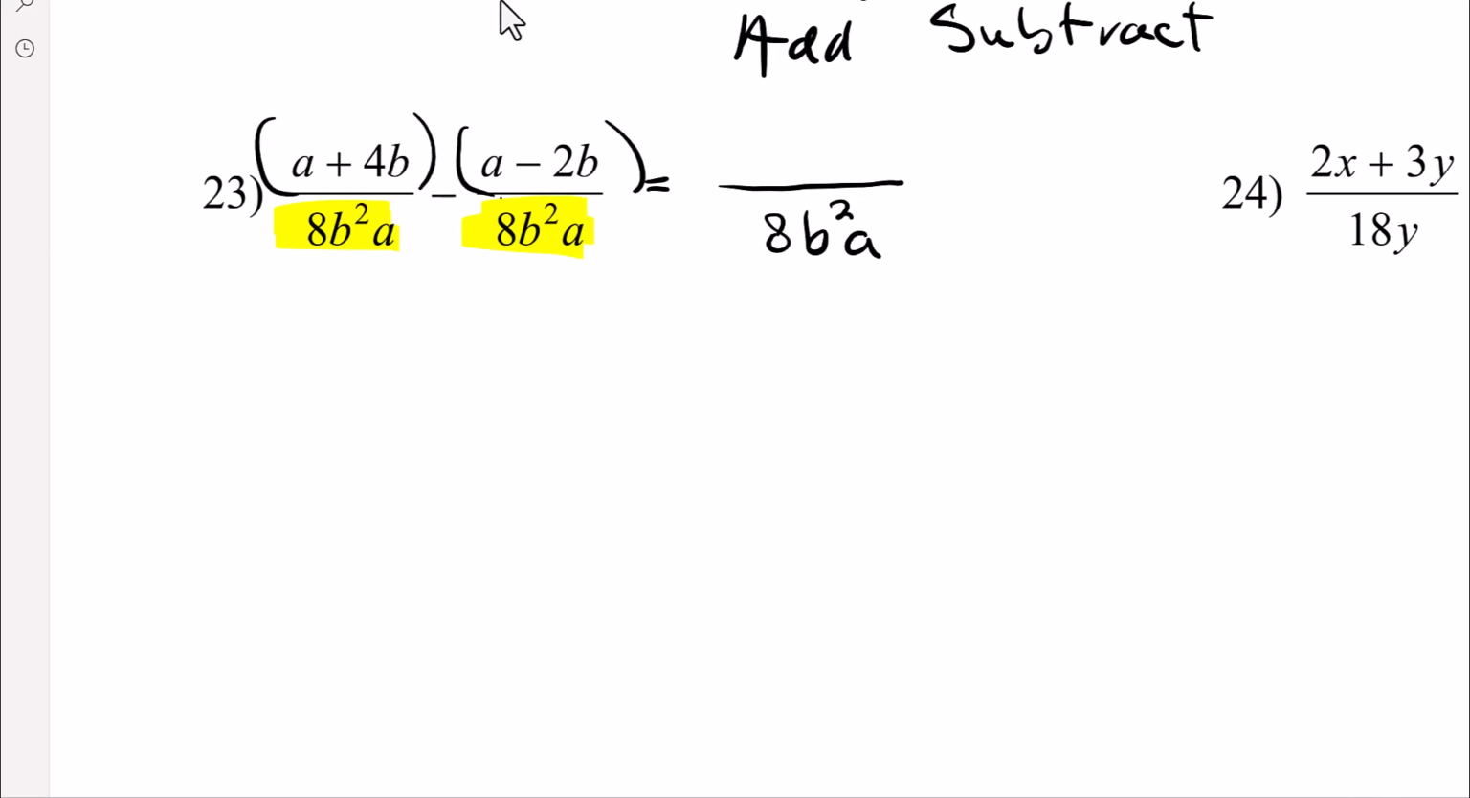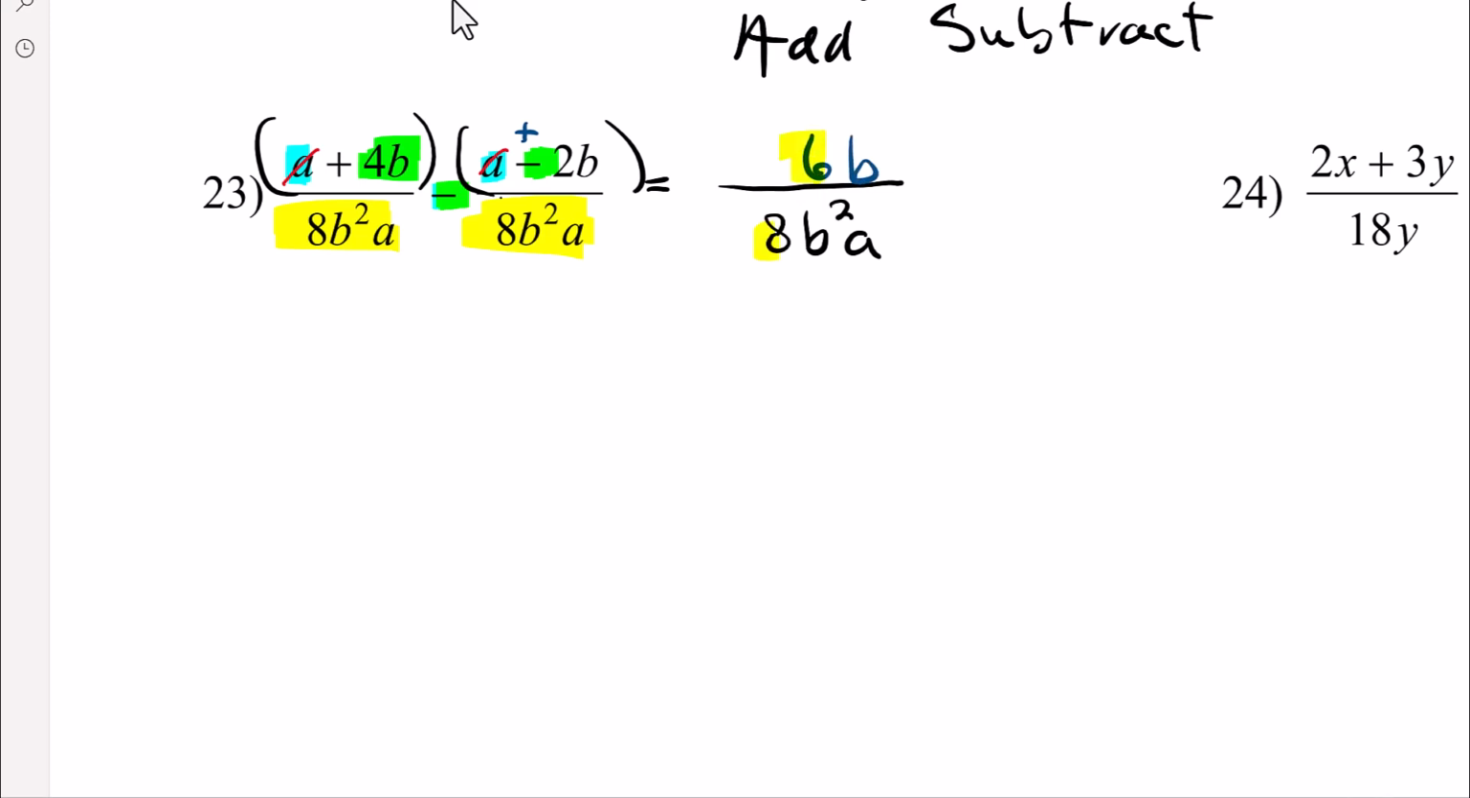Now up here, I'm going to start with A. You can only subtract A's with A's. So this is A subtract A. Well, those cancel each other out. Now you have 4B subtract a negative 2B. So that will be like adding 2B. So 4B plus 2B is 6B.